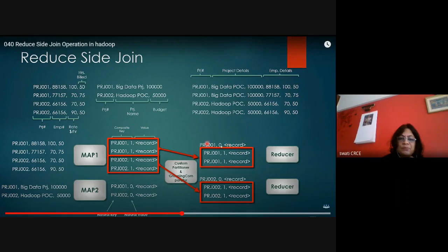What will the reducer do? For tag 0, it will join to the first record, then again for tag 0 it will join to the second record. So it will create two records by joining the rest of the columns shown in the record.